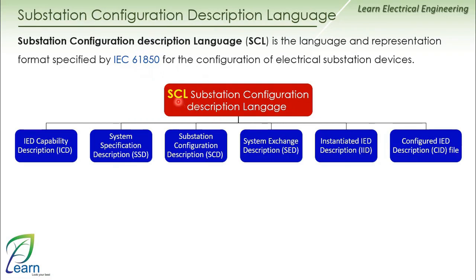So, what are the different elements that I have in the station? For example, I have the IED capability description, which is the ICD file, the system specification description, which is the SSD, and the SCD, which is the substation configuration description. Let's take a brief overview of these. The instantiated IED description, and I have the configured IED description, which is the CID file. And this is what we want to talk about.